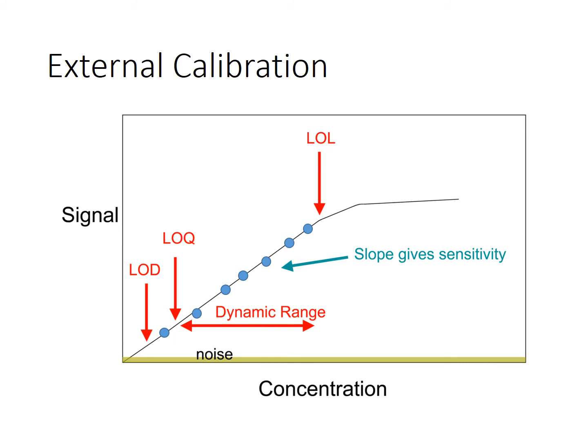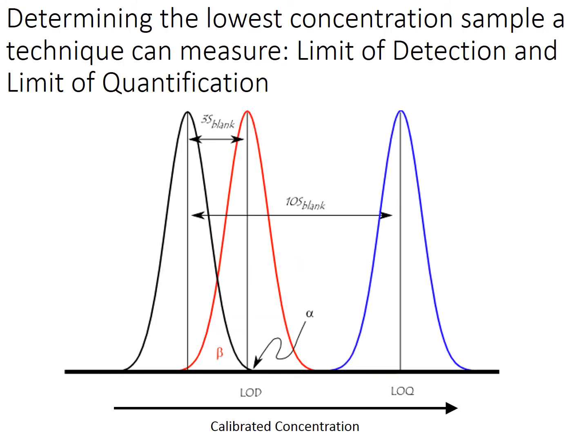We've got this concept of limit of detection and limit of quantification. The limit of detection is the smallest sample that you can tell is there, that you can distinguish from just the noise of the machine. The limit of quantification is the smallest sample that you can not only tell it's there, but you can say what the concentration is. I think the next slide is more descriptive of this.